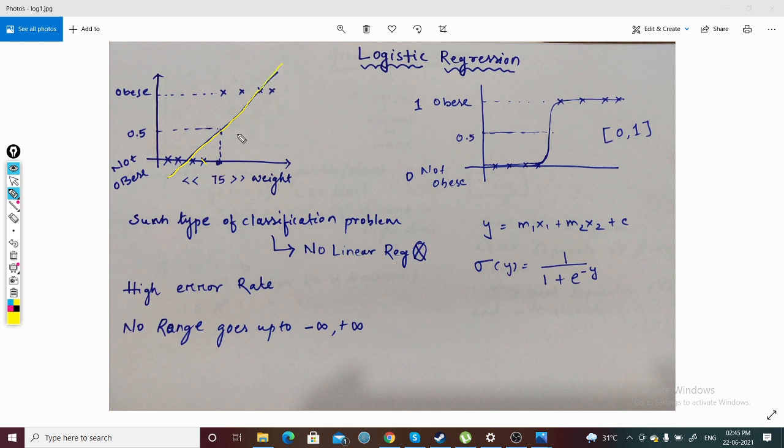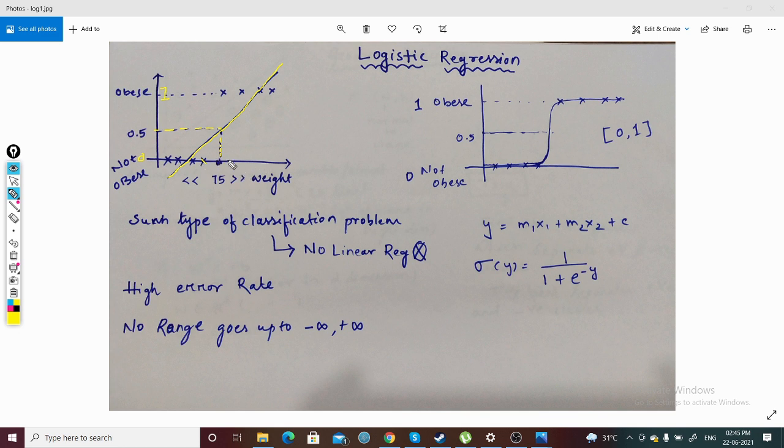So I can say the middle part will come like that. I can say this is 0, not obese, and whatever value comes up here I'll take as 1, which is obese. So the middle part would be 0.5. If I take 75 as the standard one, it will come like that. 75 would be the standard one.